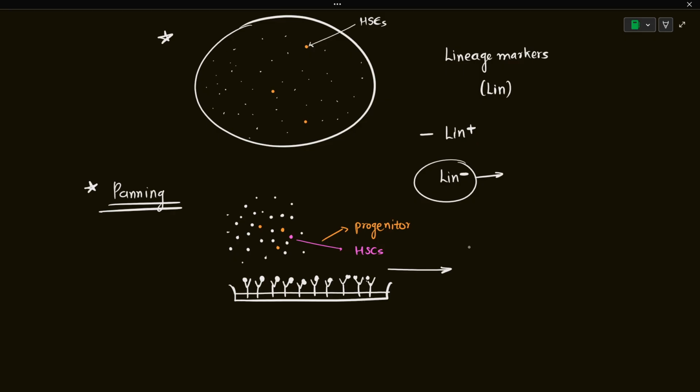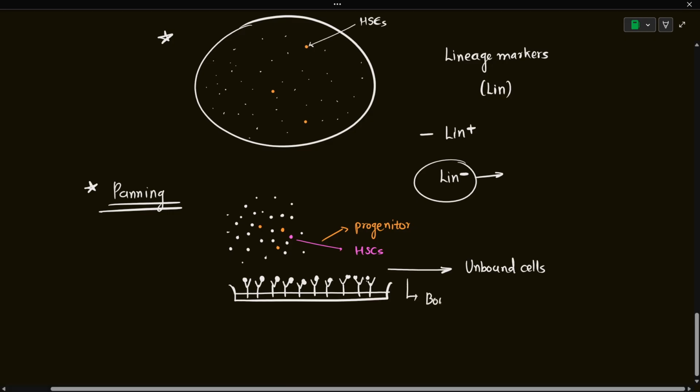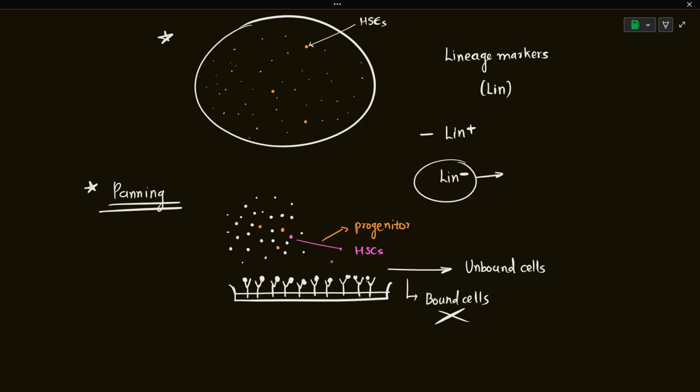we give the wash, and we separate the unbound cells. The bound cells will be discarded because all of them are mature cells. So we discard bound cells and we separate the unbound cells. In those unbound cells, there will be hematopoietic stem cells as well as progenitor cells.